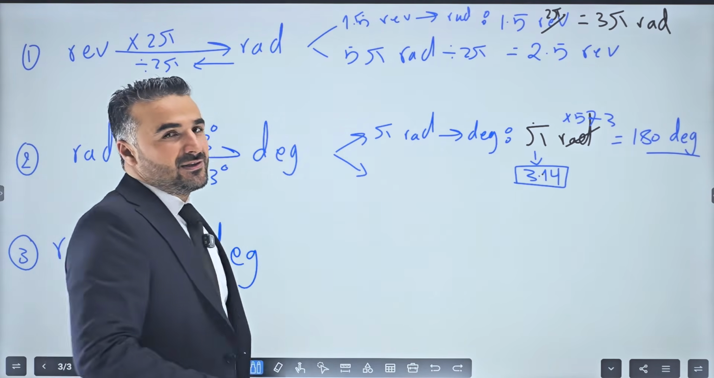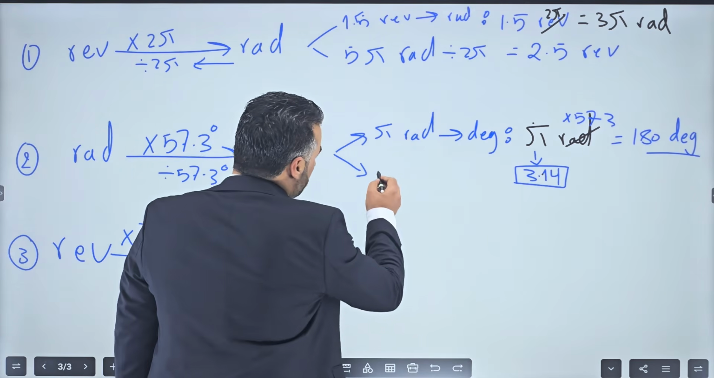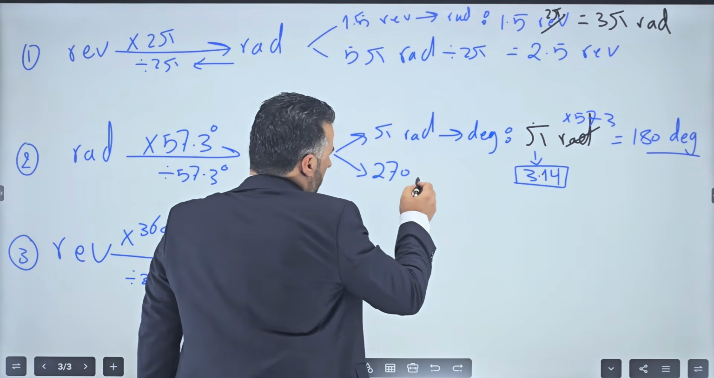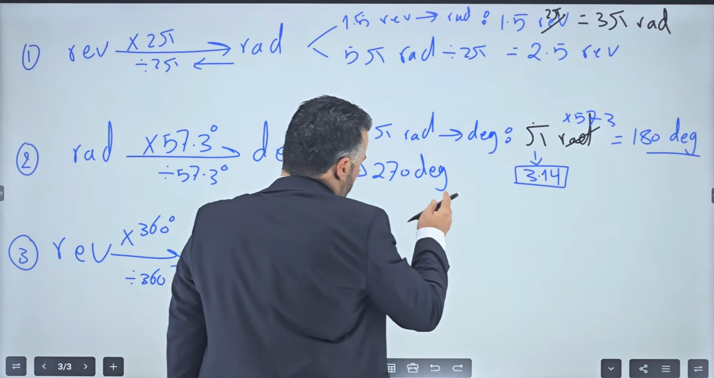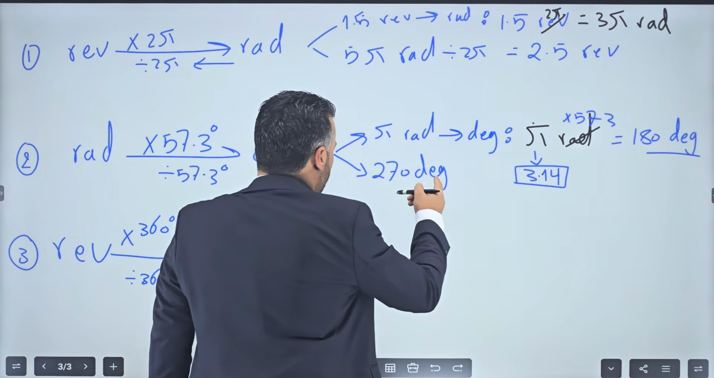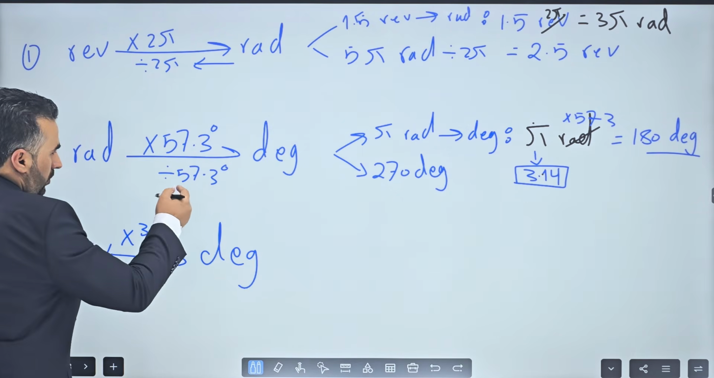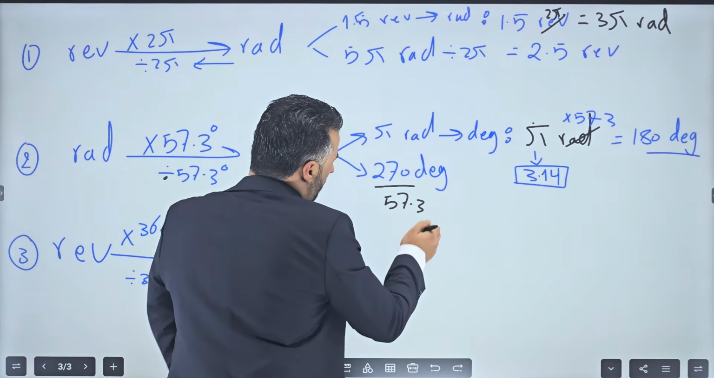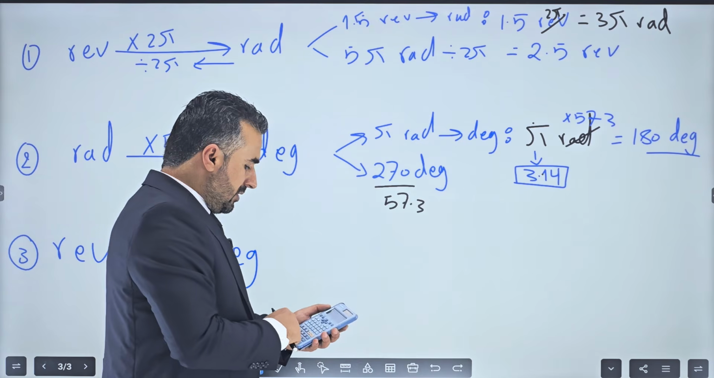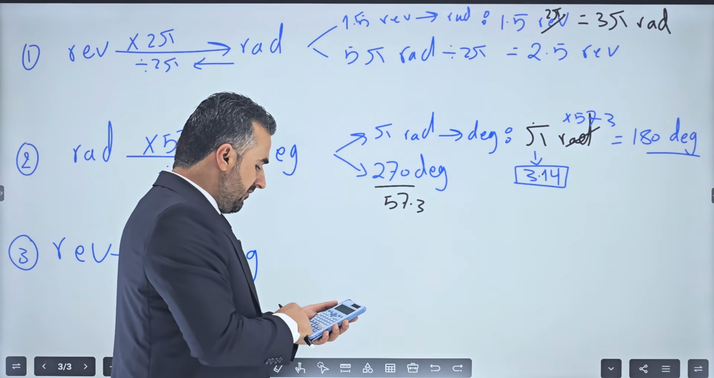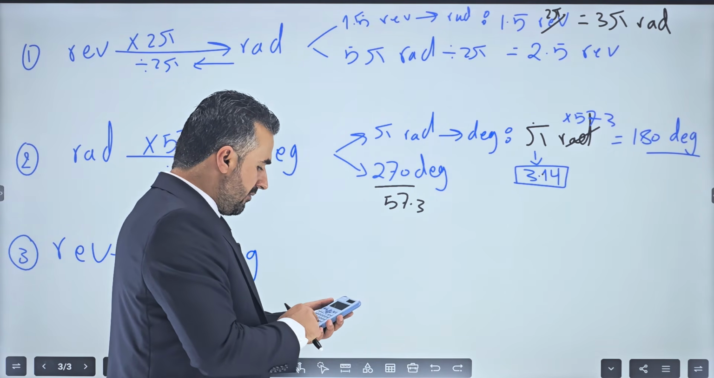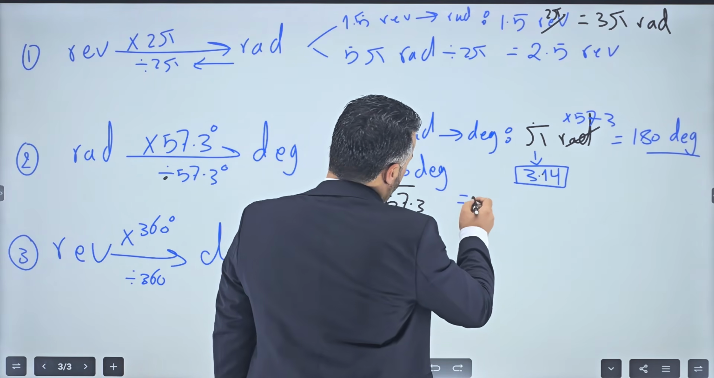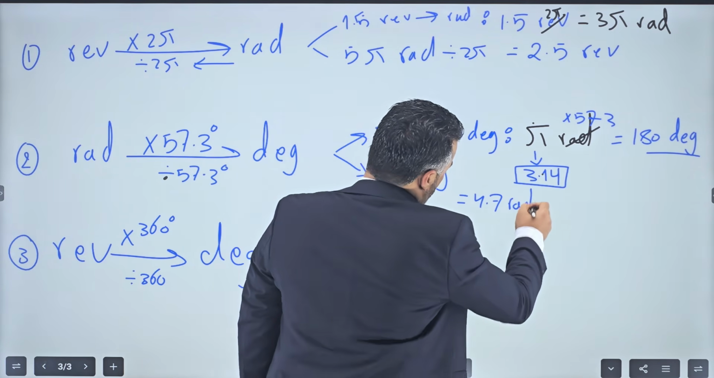Okay, now what if we want to do the reverse of this? That means if I have degrees, let's just say I have 270 degrees. I want to convert this to radian. How do I do this? We said if we ever want to convert degrees to radian, we'll simply divide by 57.3. So now just divide by 57.3 and see what you get. 270 divided by 57.3. The answer is going to be 4.71. Let's just say 4.7 radian, and that's it.